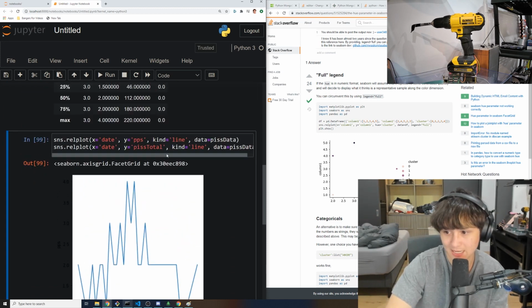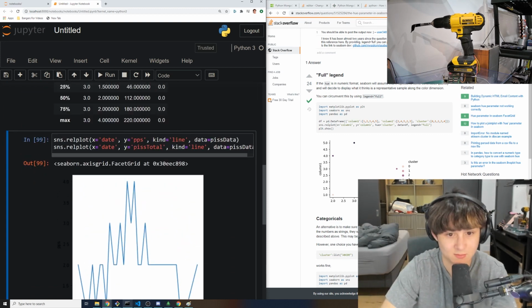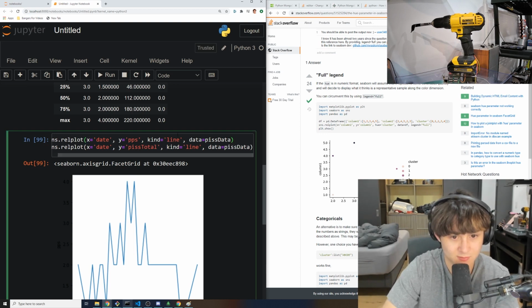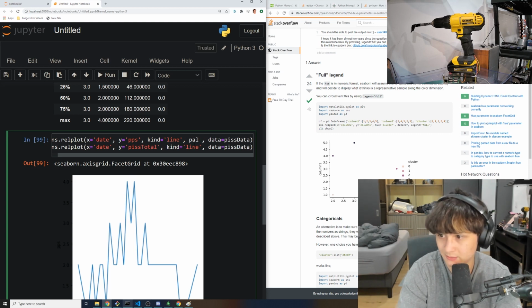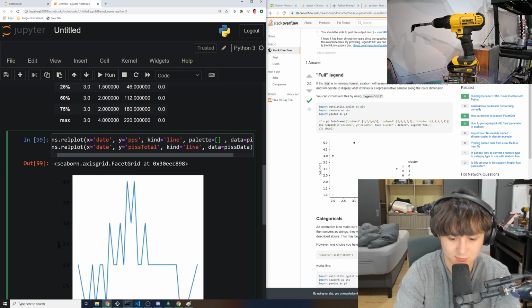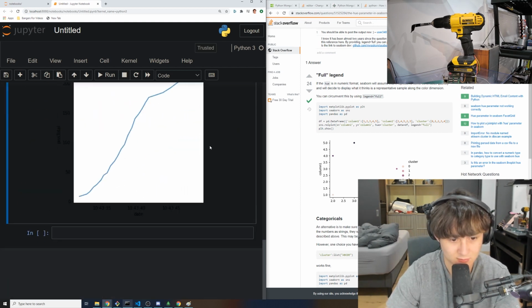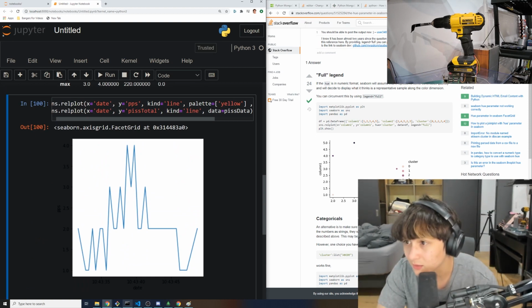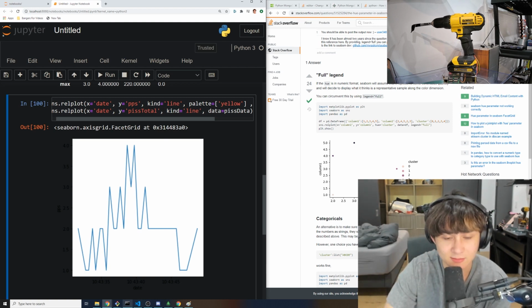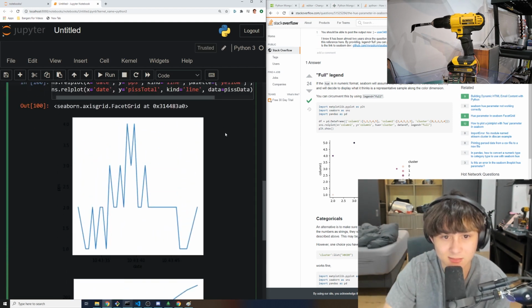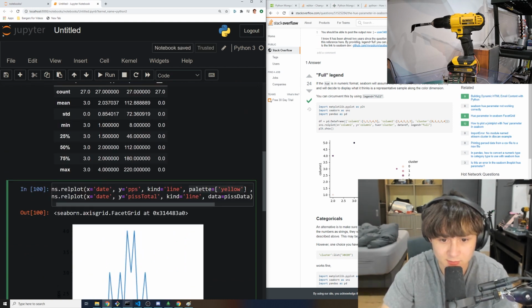Oh, its palette is yellow. So that would be palette equals yellow. Is that how you do it? It does not look like it worked. Is that palette equal to yellow? It does not look like it worked. Oh well. Nice try.